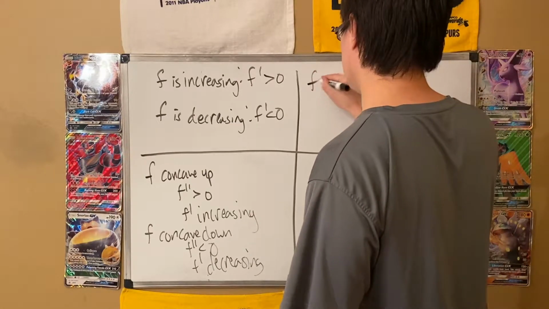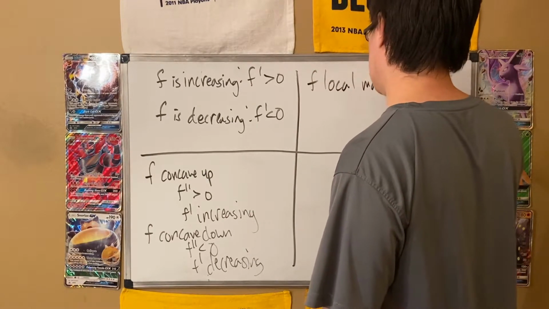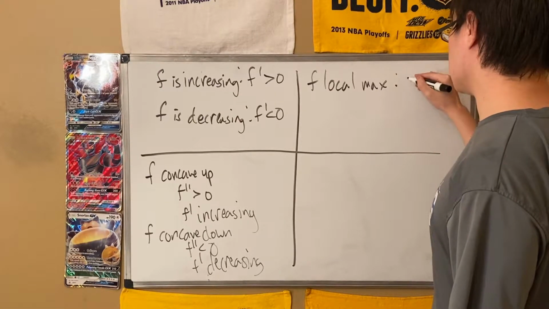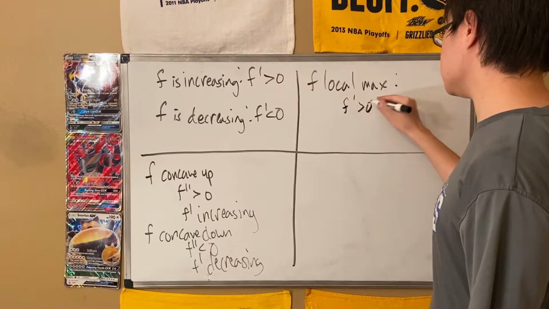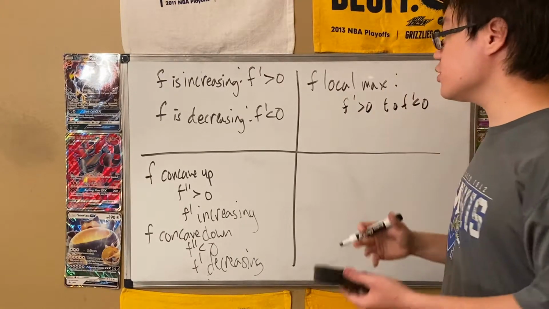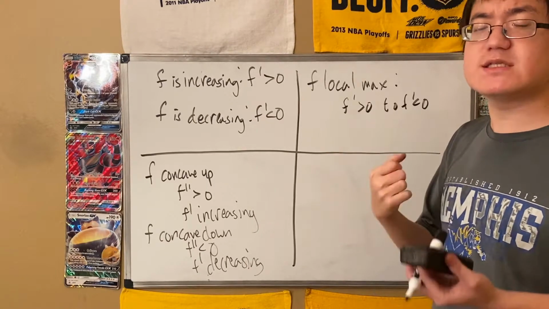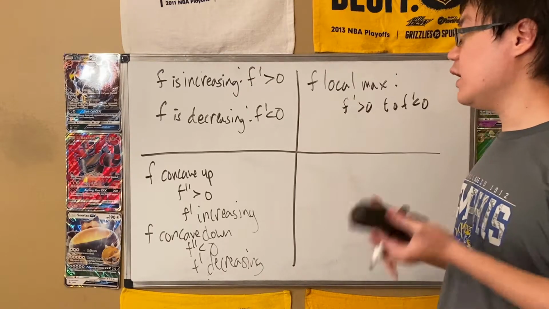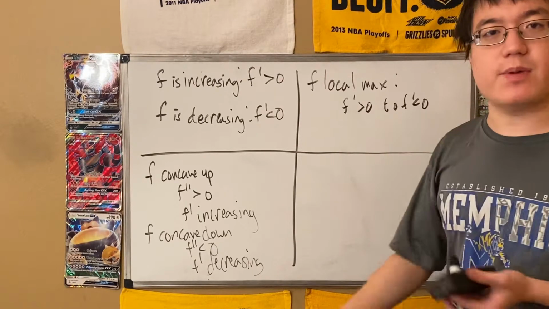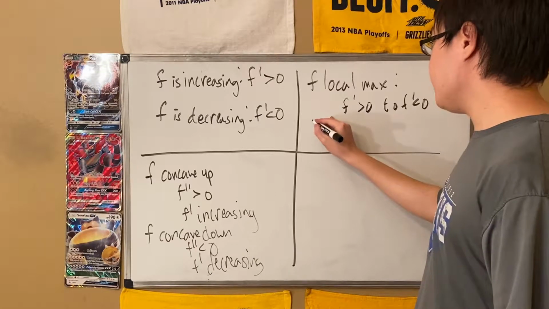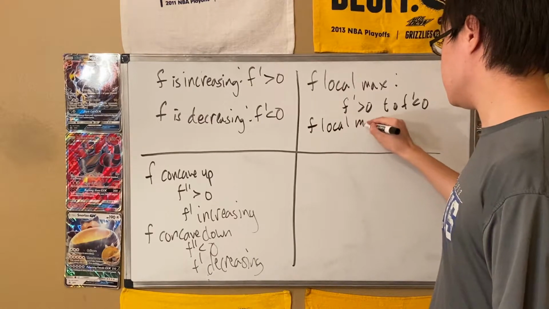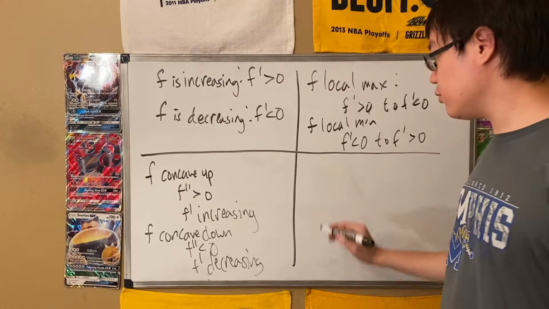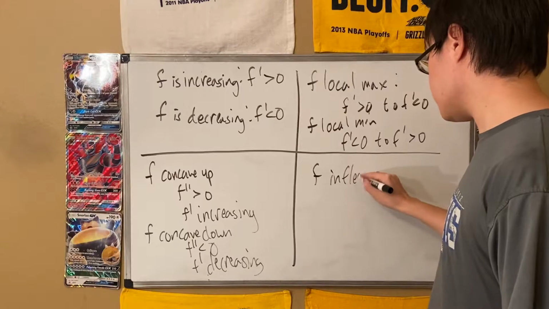F local max. Remember that local max is the same thing as a relative max. They have the same words and we use them interchangeably. This occurs at points, so it's when f prime goes from positive to negative. Usually you're given an f prime graph, so you might not physically see a local max or a mountain or a hill, but again, you're going to be looking for where f prime goes from positive to negative. The opposite is a local min: f prime goes from negative to positive. Finally, you have inflection points. F has an inflection point.